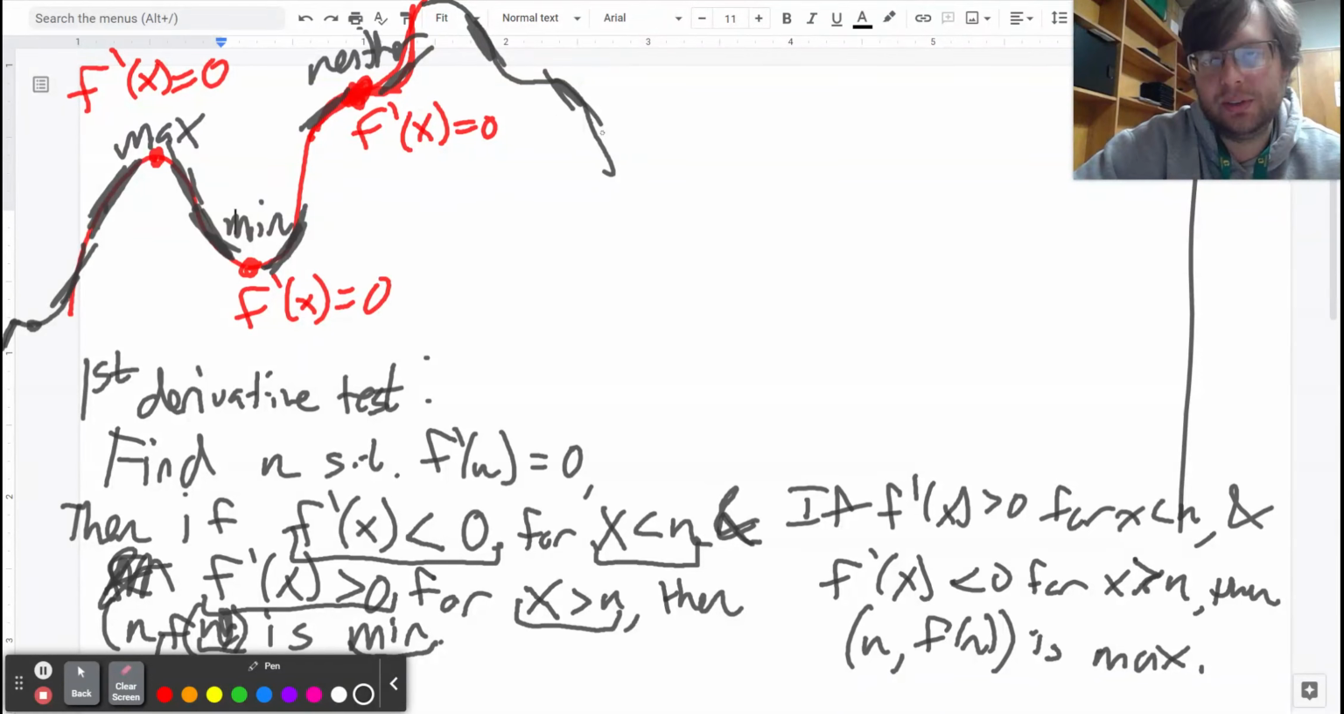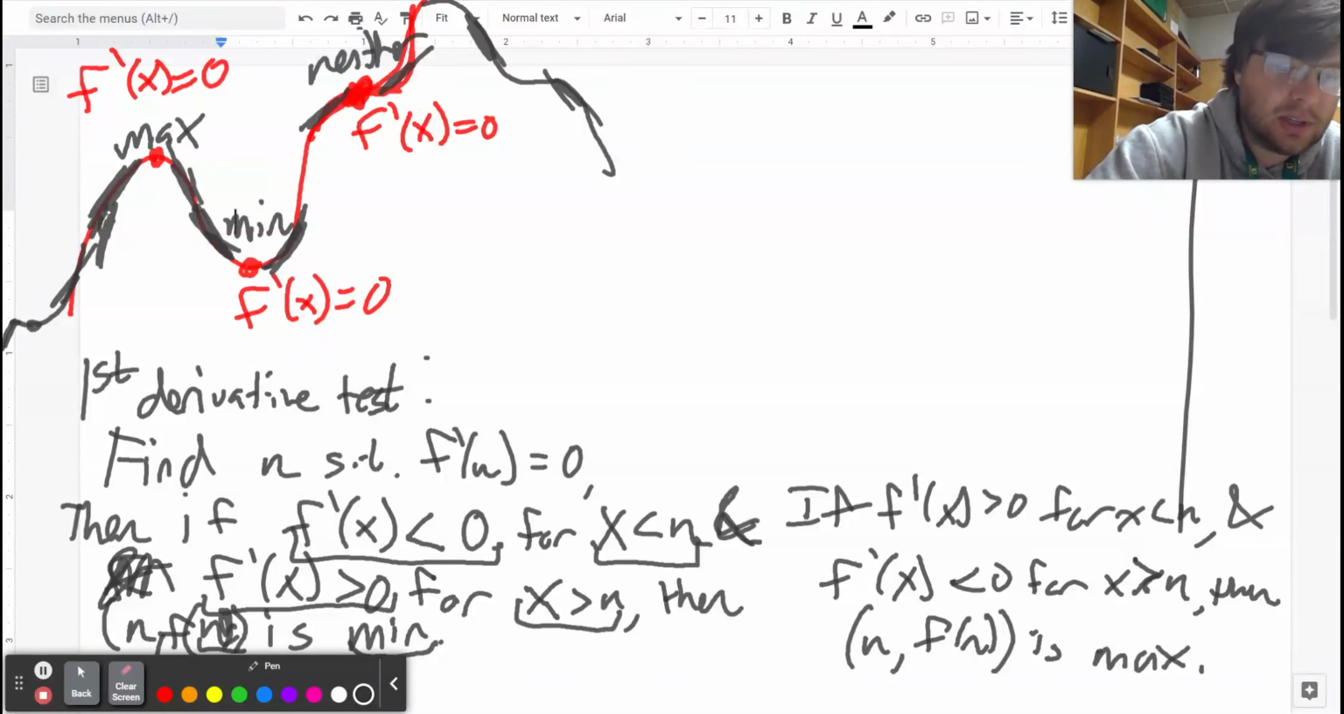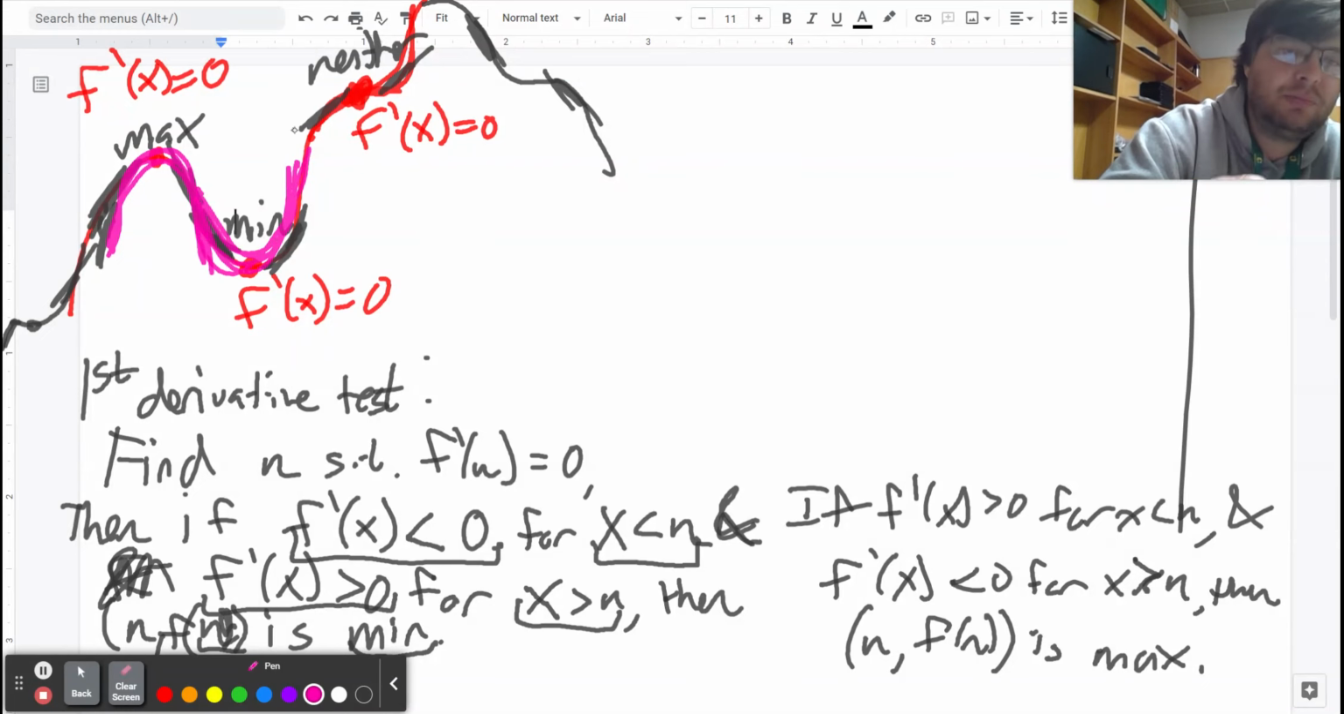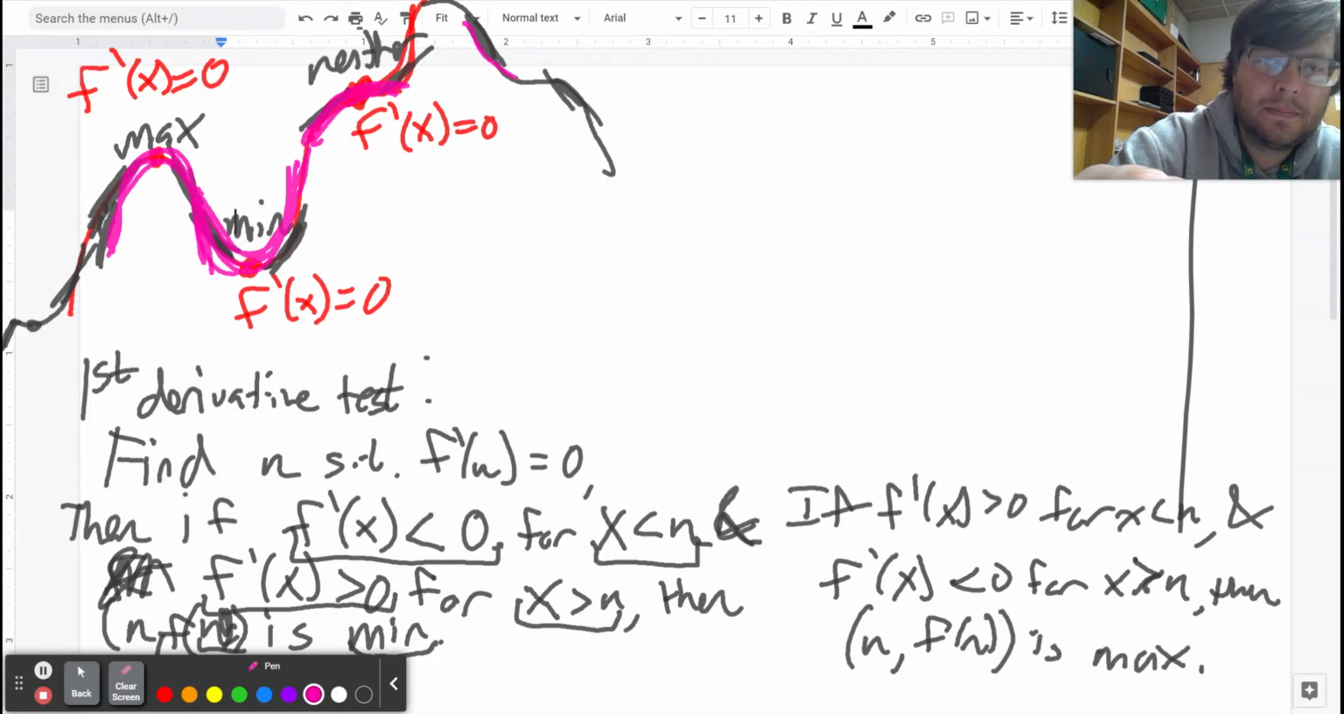Okay, so that's the first derivative test. The second derivative test instead looks at the concavity. So if your first derivative is 0, but your second derivative is negative, you have a maximum. If your first derivative is 0 and your second derivative is positive, you have a minimum. If both are 0, then you have a stationary point right there. Okay, so let's look at some examples.